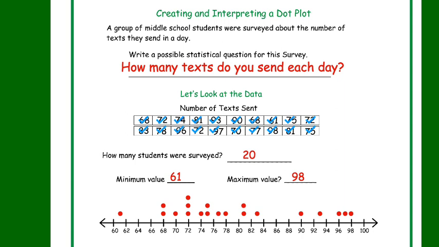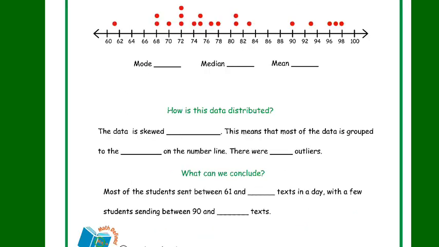All right, take a moment to check your dot plot with the completed one here. I'm sure you did a great job. Now we're ready to find the measures of center for the collected data. The measures of center are the mode, the median, and the mean. All three of these values help describe the center or the middle of the data.